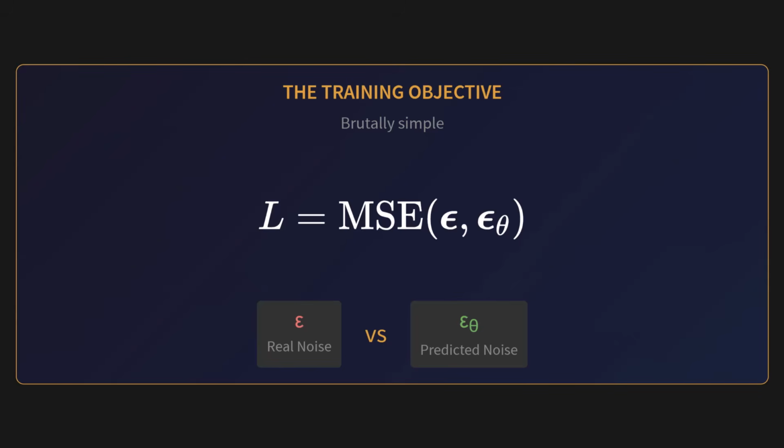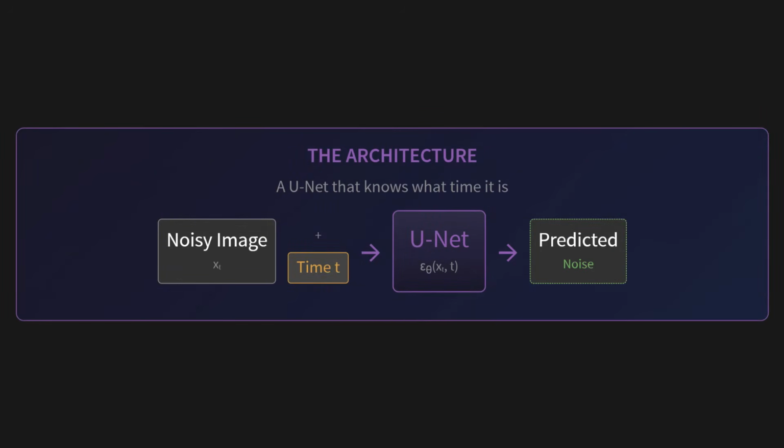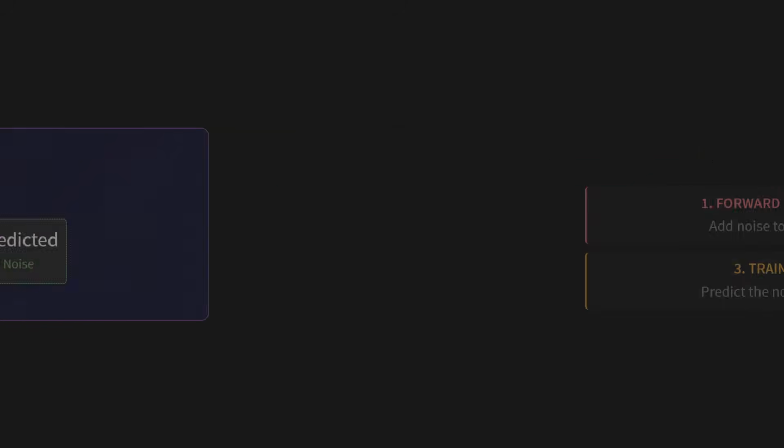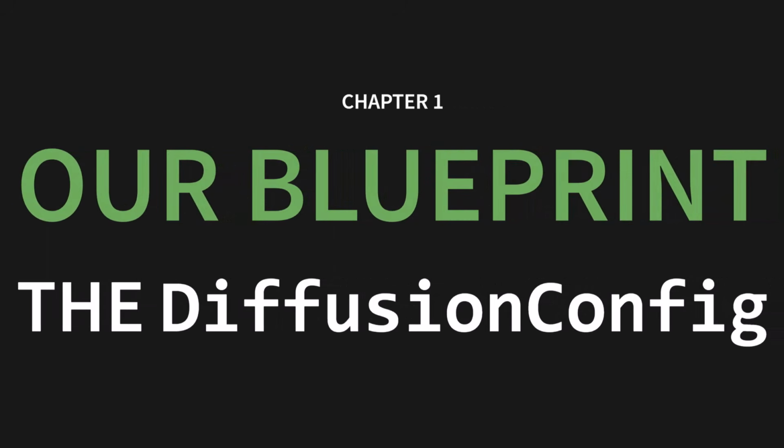You will master the training objective, and it is brutally simple. The loss is just the mean squared error between epsilon, the real noise we added, versus epsilon theta, the noise our UNet predicted. And finally, you'll master the architecture, a UNet that knows what time it is. It takes a noisy image, x sub t, and the time step t as input, passes them through the UNet, and gets the predicted noise as output. 4 concepts, that's it. By the end of this, you will understand all of this, inside and out. All right, let's get building.